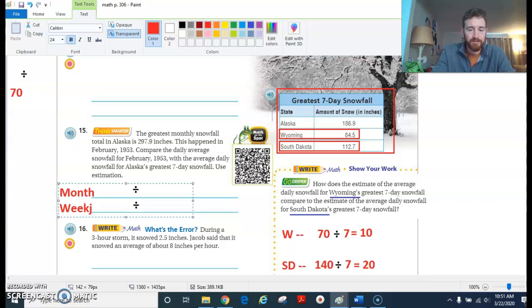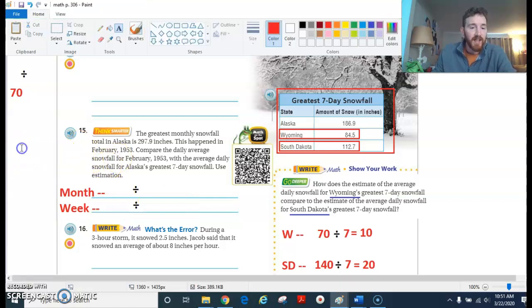I'm going to do them like this so we can compare. They tell us the greatest number in a month is 297 and 9/10 inches. They say this was in February of 1953, which is pretty impressive because February is the shortest month. Now, you might say, well, Mr. McComb, is it a leap year or what? 28 days, 29 days, whatever.